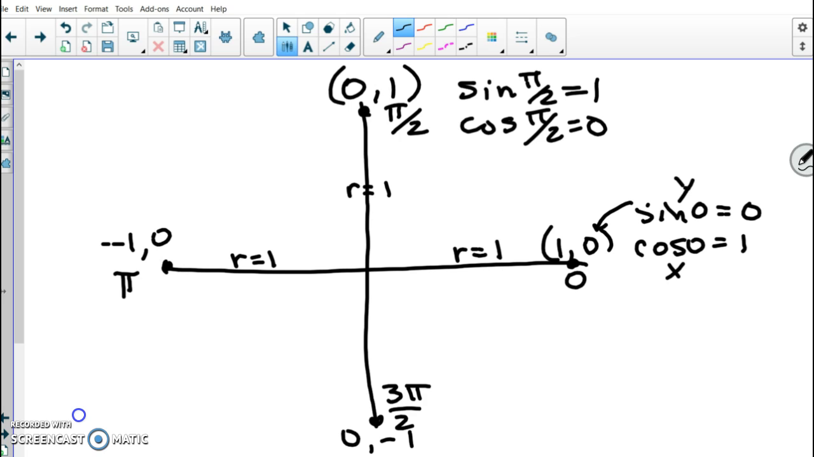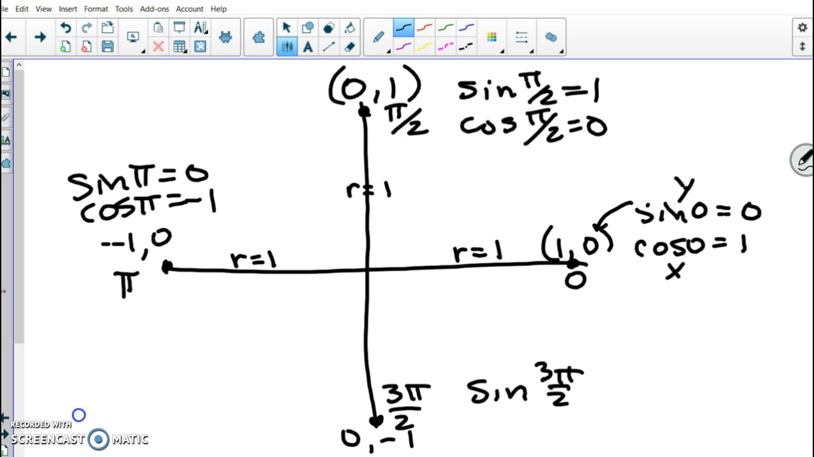All the way around. Here we go. The sine of pi is 0. The cosine of pi is negative 1. The sine of 3 pi over 2 is negative 1. And the cosine of 3 pi over 2 is 0.